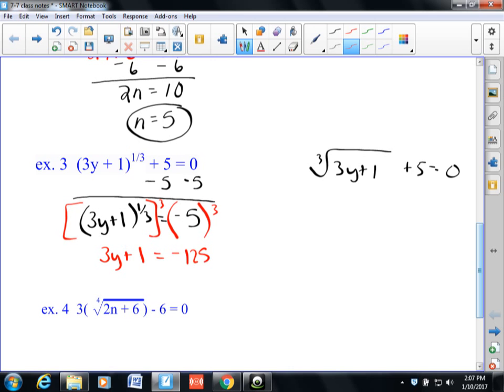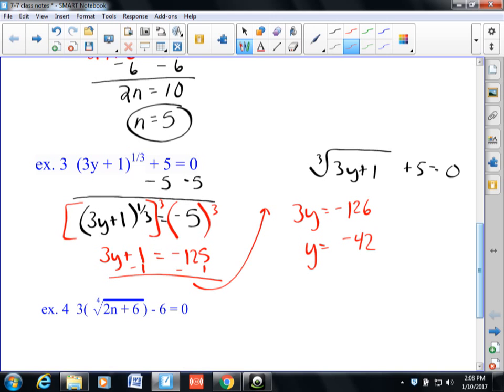Now go ahead and solve. Subtract 1. Oop, run out of room here. So we have 3y is equal to negative 126. And then when we divide, we'll take negative 126 and divide it by 3. Y is going to give us negative 42. If we check it, negative 42 times 3 is going to give us negative 126. Add 1 to it, you get negative 125.